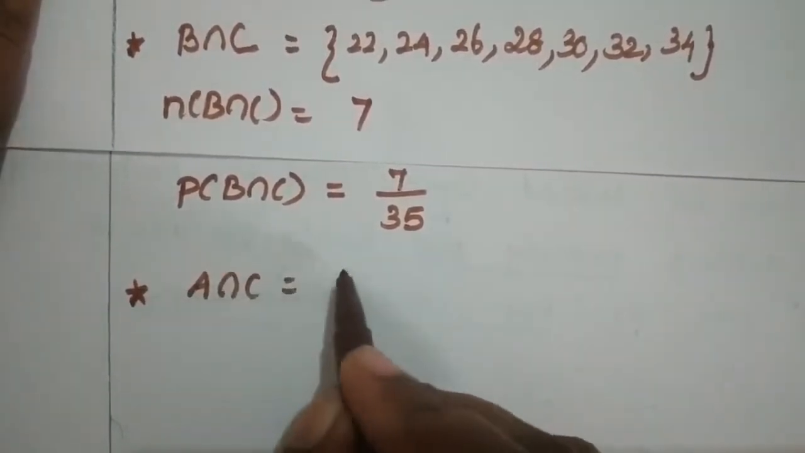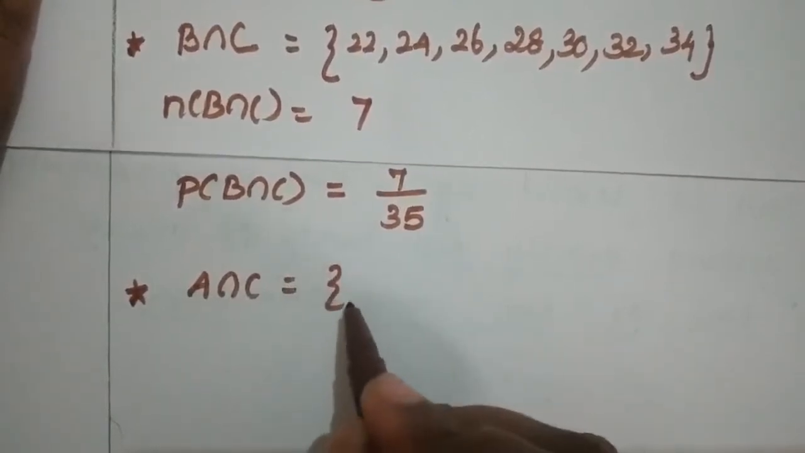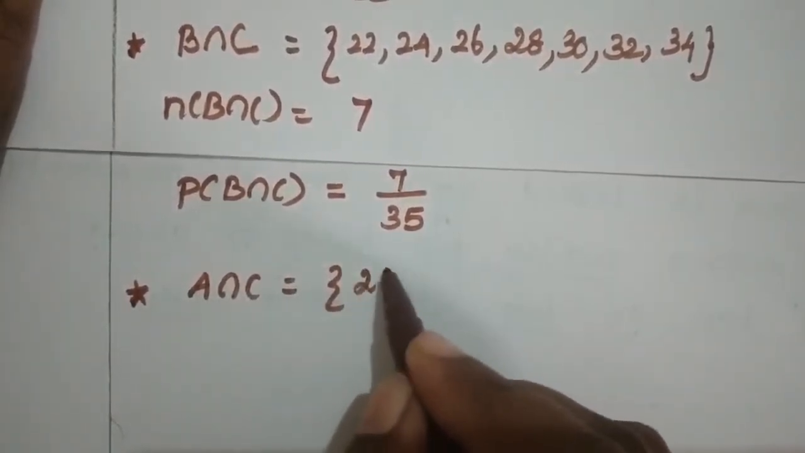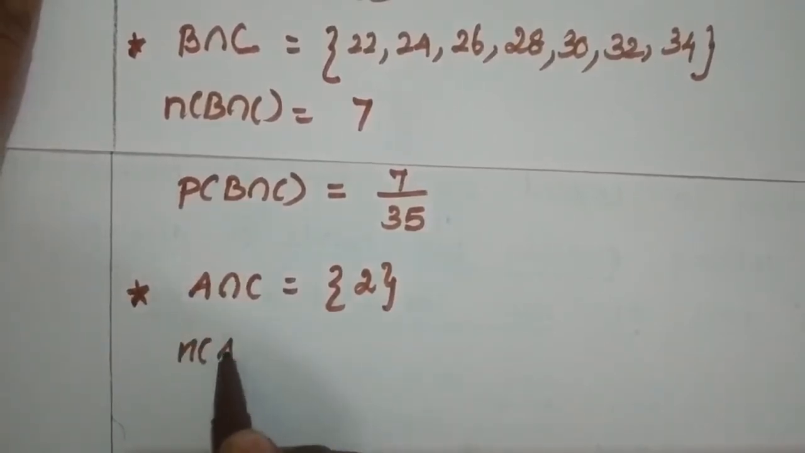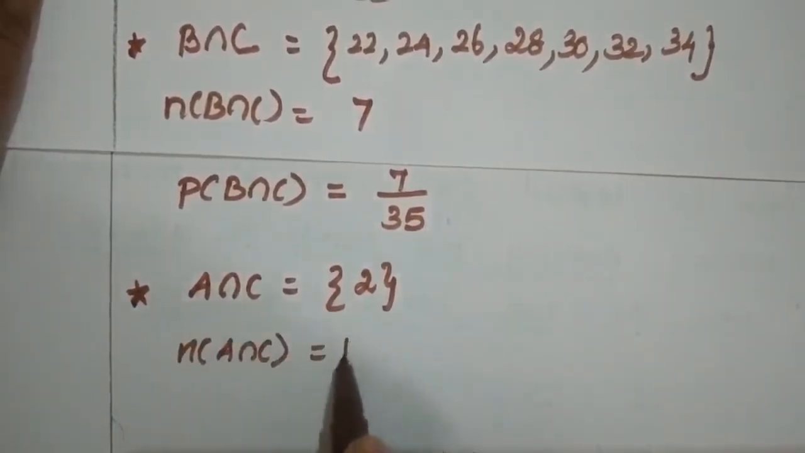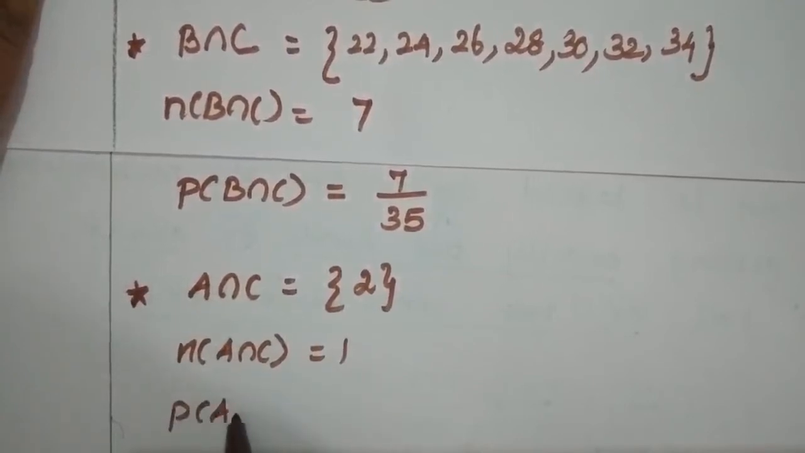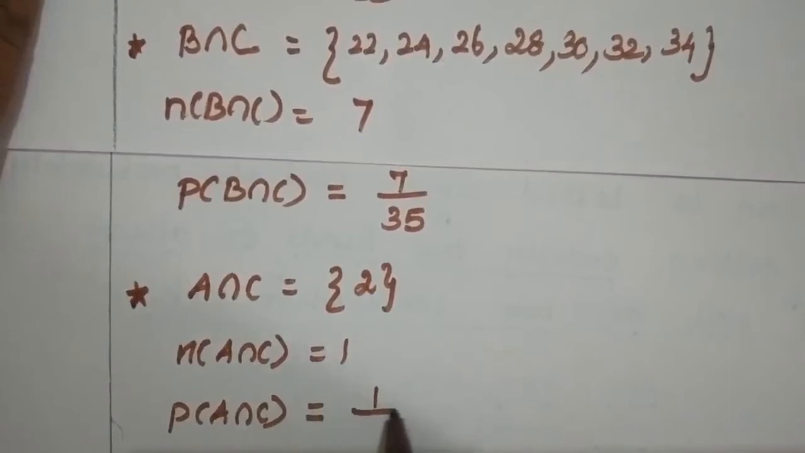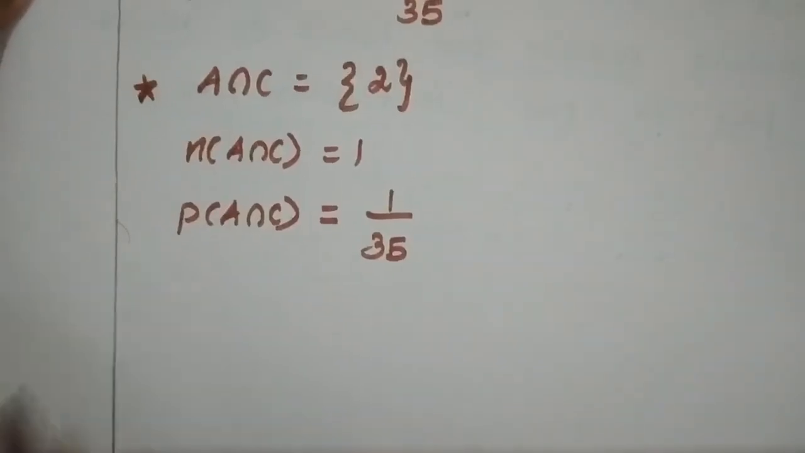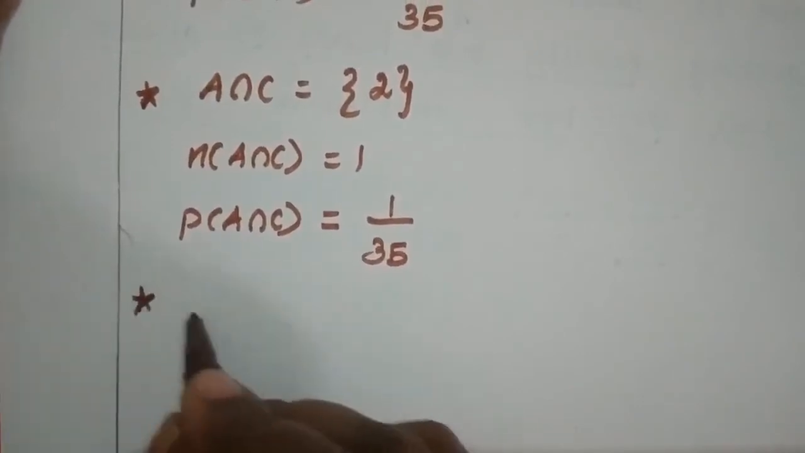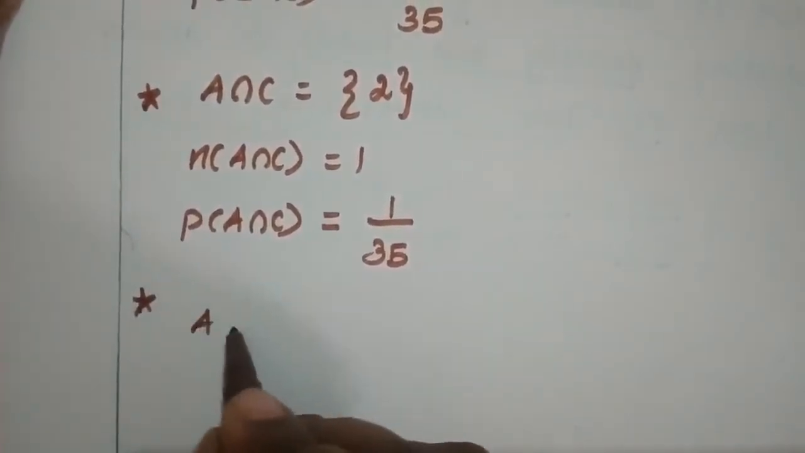Next we have to find the sample points that are common between A and C. Is there any common sample points between A and C? Yes, there is only one sample point. 2 is common between A and C. So n of A intersection C is equal to 1. P of A intersection C is equal to n of A intersection C divided by n of S, which is 1 divided by 35.